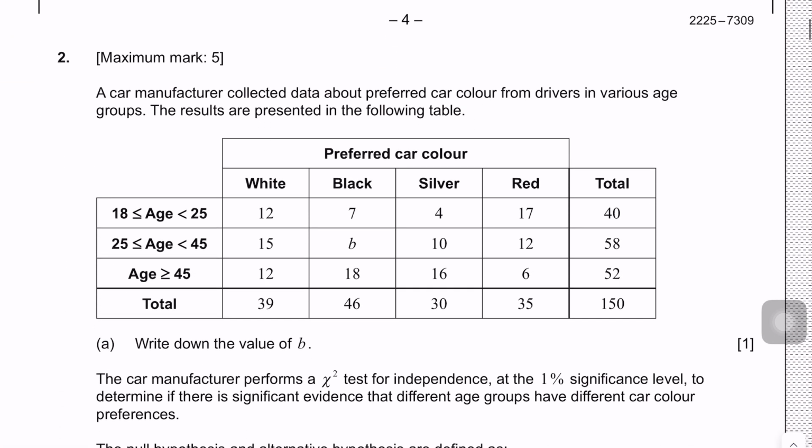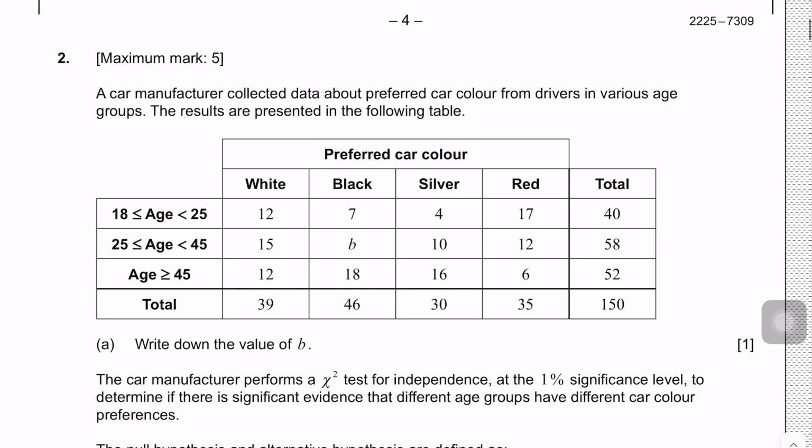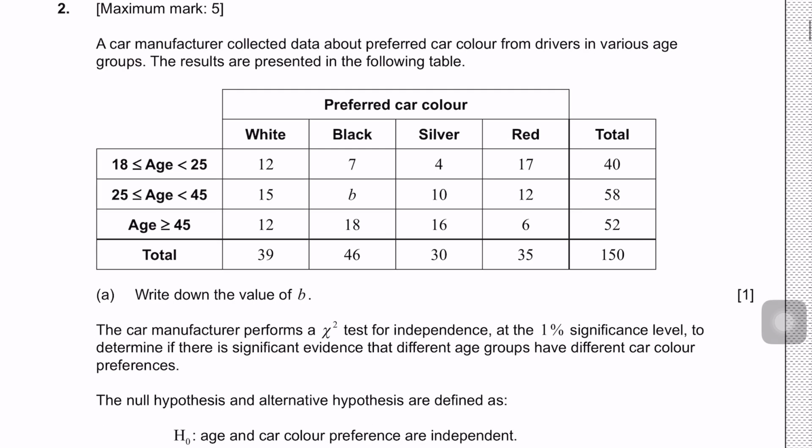Okay, let's go to question 2. A car manufacturer collected data about preferred car color from drivers in various age groups. The results are presented in the following table. Now we have age groups into different class intervals, and then we have preferred car color in each of these cases, and then we have the totals for each.